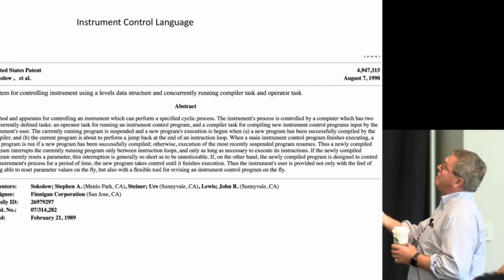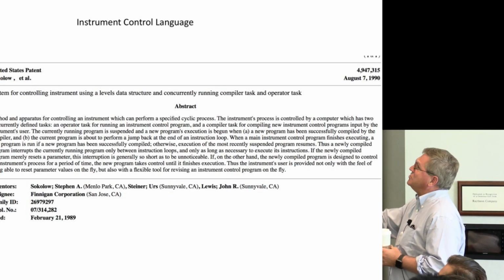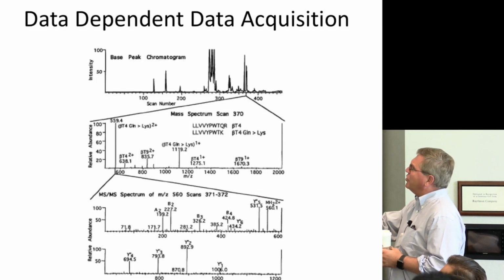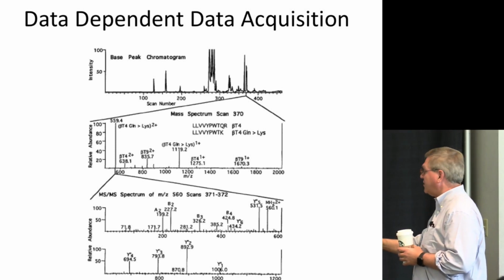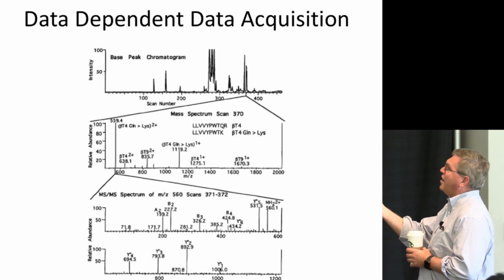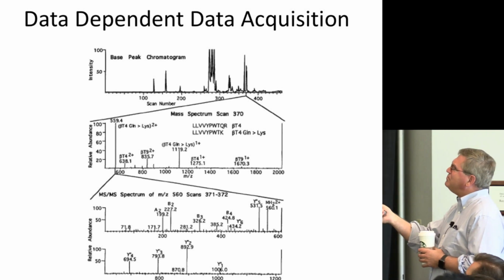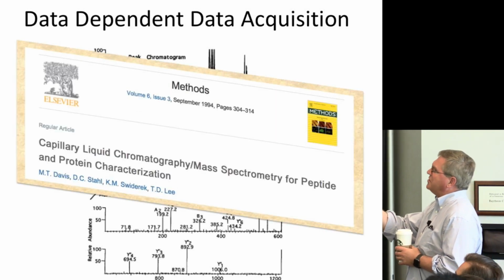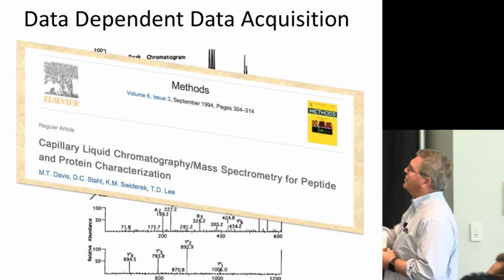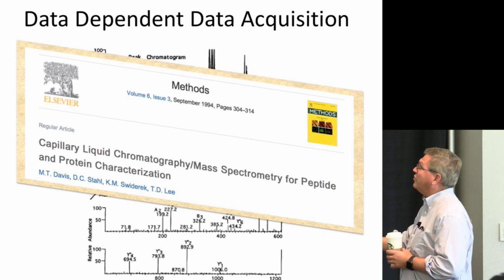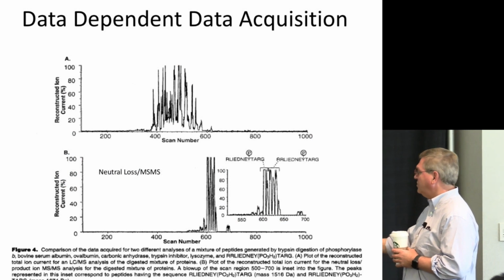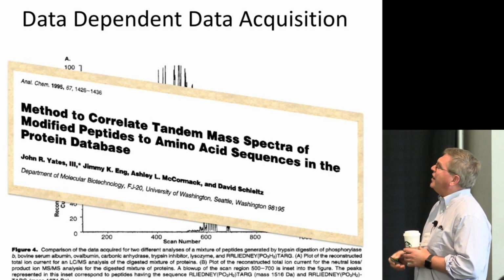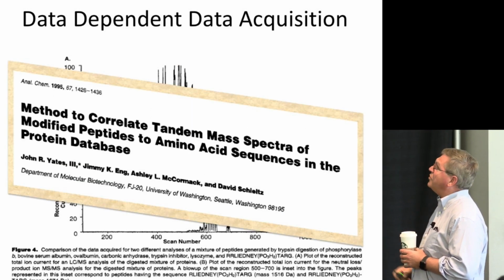And so that enabled data-dependent data acquisition and the ability to look at a peak and then decide whether or not you want to do a tandem mass spectrum on that. And that was done first by Terry Lee's lab. Came out in '94 instead of '95. We followed this very quickly in '95 with our own algorithm for doing it, like this, which I already showed you. And we used that to look for phosphopeptides.